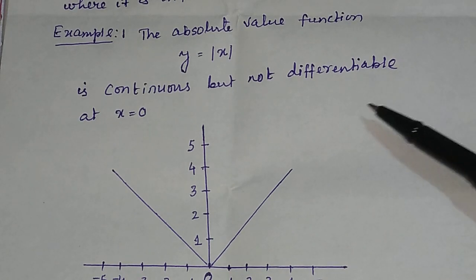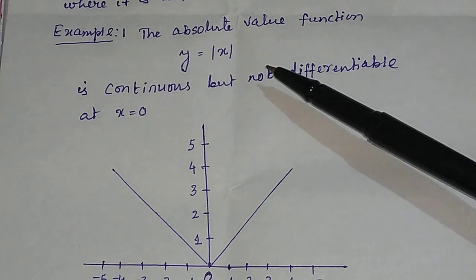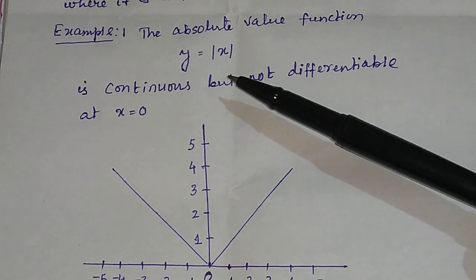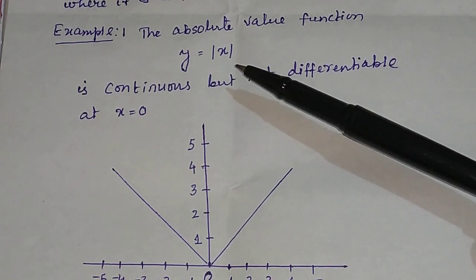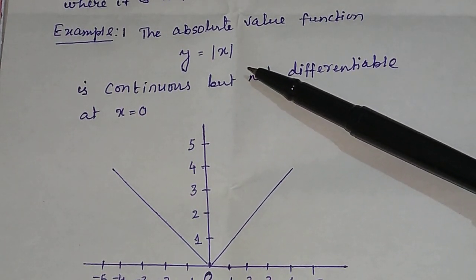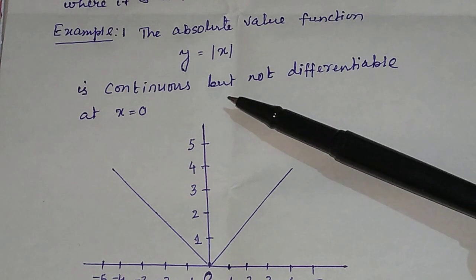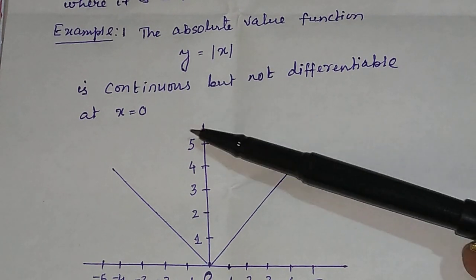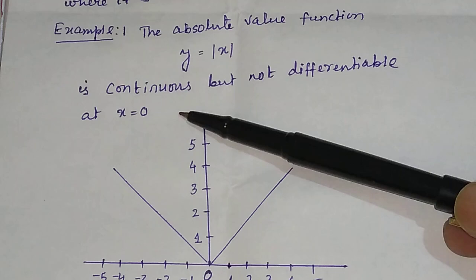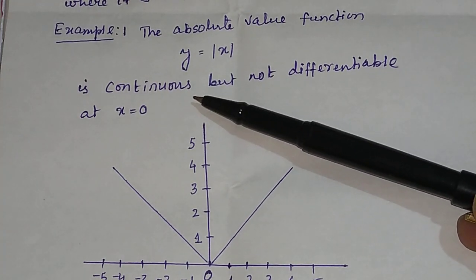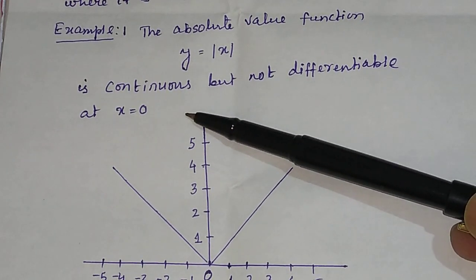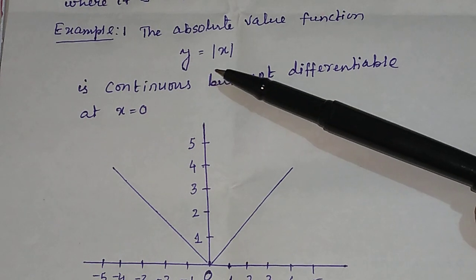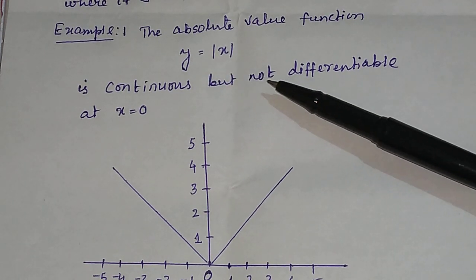For example, the absolute value function. Suppose y equal to modulus of x, or absolute value of x. This function is continuous but not differentiable at x equal to 0. At x equal to 0, the function is continuous, but the function y equal to mod x is not differentiable.